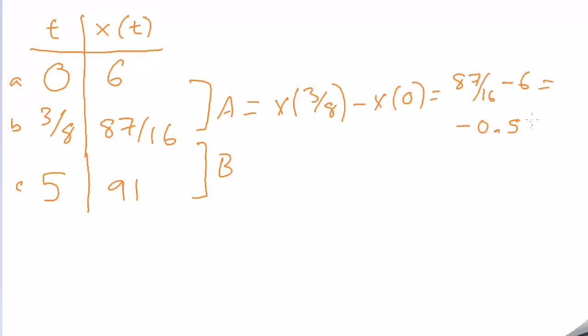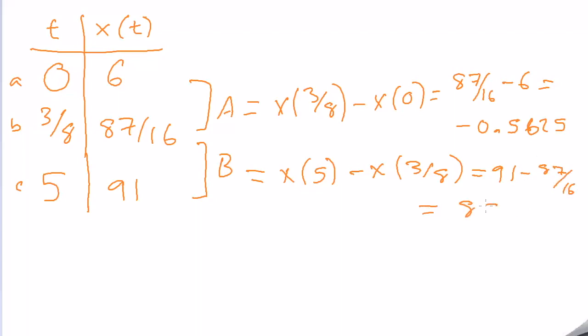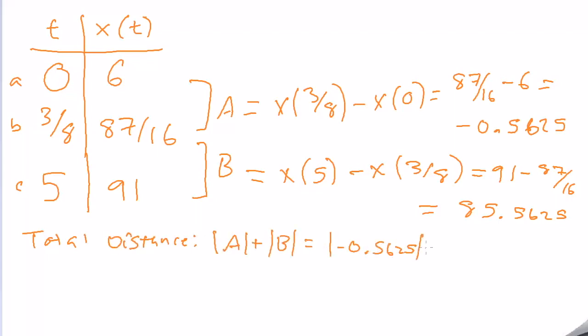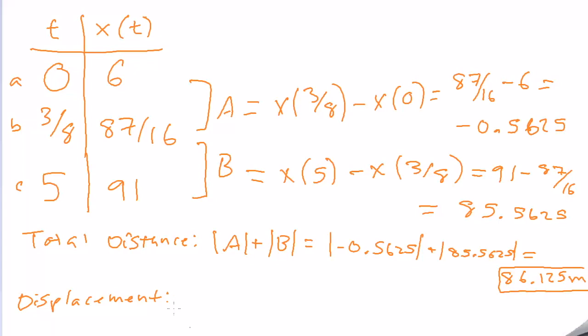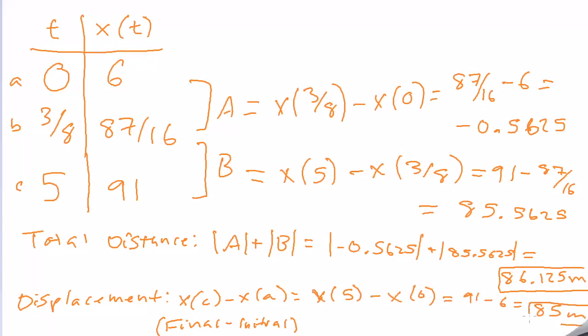Now, the distance uppercase a is going to be represented by the distance between b and a. That's going to be negative 0.5625. The distance b is going to be between c and b, which is going to be 85.5625. Now, total distance will be the complete distance a plus complete distance b added together, and that's going to be 86.125 meters. The displacement will be the straight line distance between the initial point and the final point, so x of c minus x of a. That's going to be x of 5 minus x of 0, or 91 minus 6, or 85 meters.